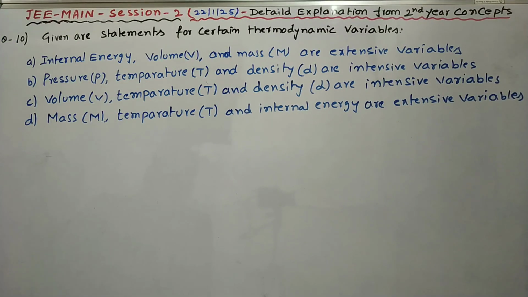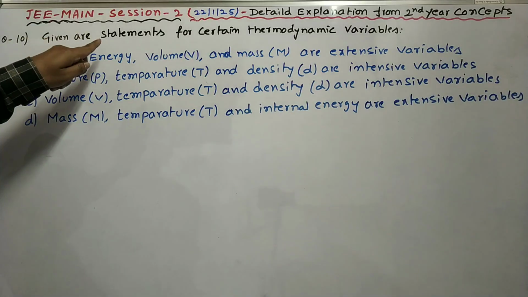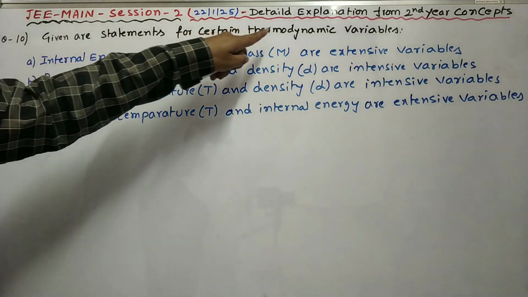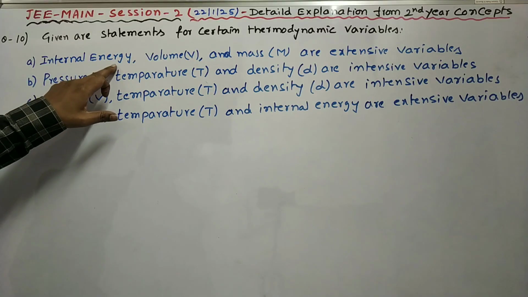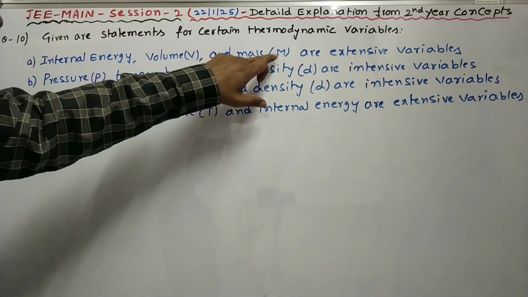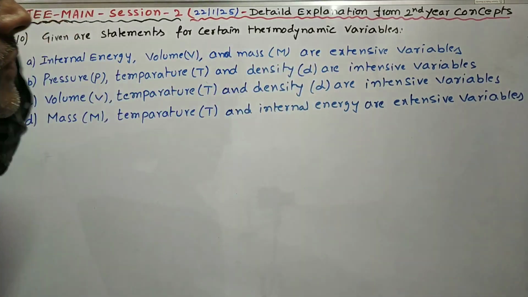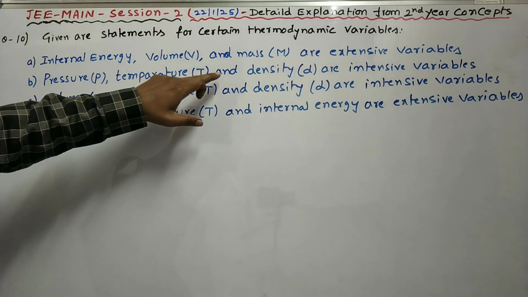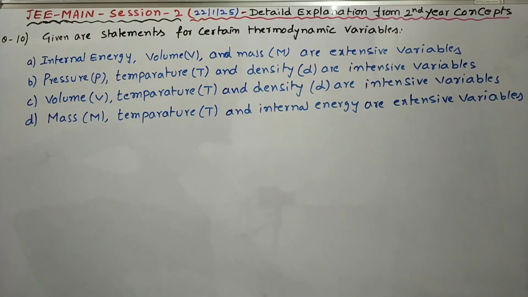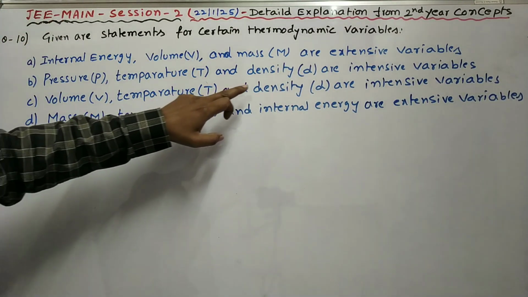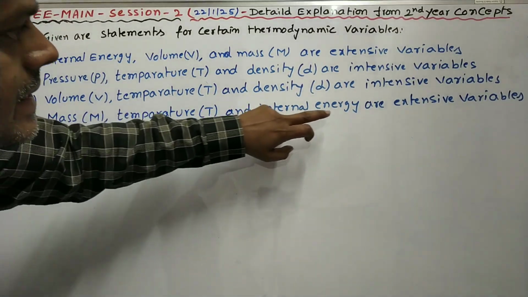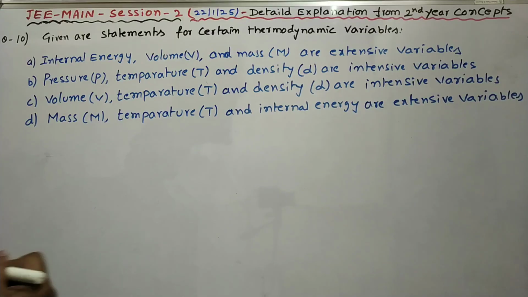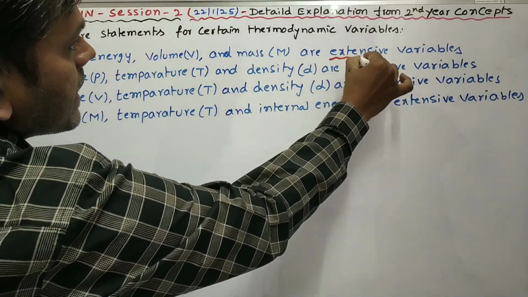Tenth question asked: given are statements for certain thermodynamic variables. What is the first option? Internal energy, volume and mass are extensive variables. Pressure P, temperature T and density are intensive variables. Volume, temperature, density are intensive variables. Mass, temperature and internal energy are intensive. So the question is based on what?